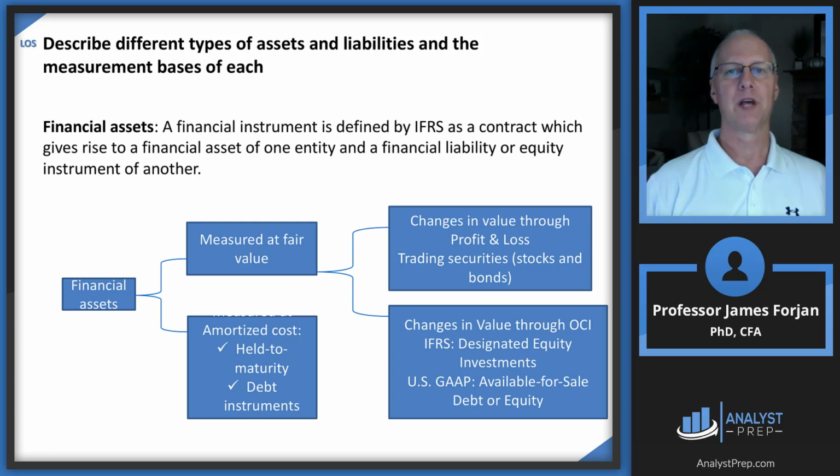What about the different types of assets and the measurement basis of each? All right, so financial assets are financial instruments, defined as a contract which gives rise to a financial asset of one entity and a financial liability or equity of another. So there's the general definition for a bond or a stock. They can be measured at fair value or amortized cost, and the changes in value can go through profit and loss or OCI.